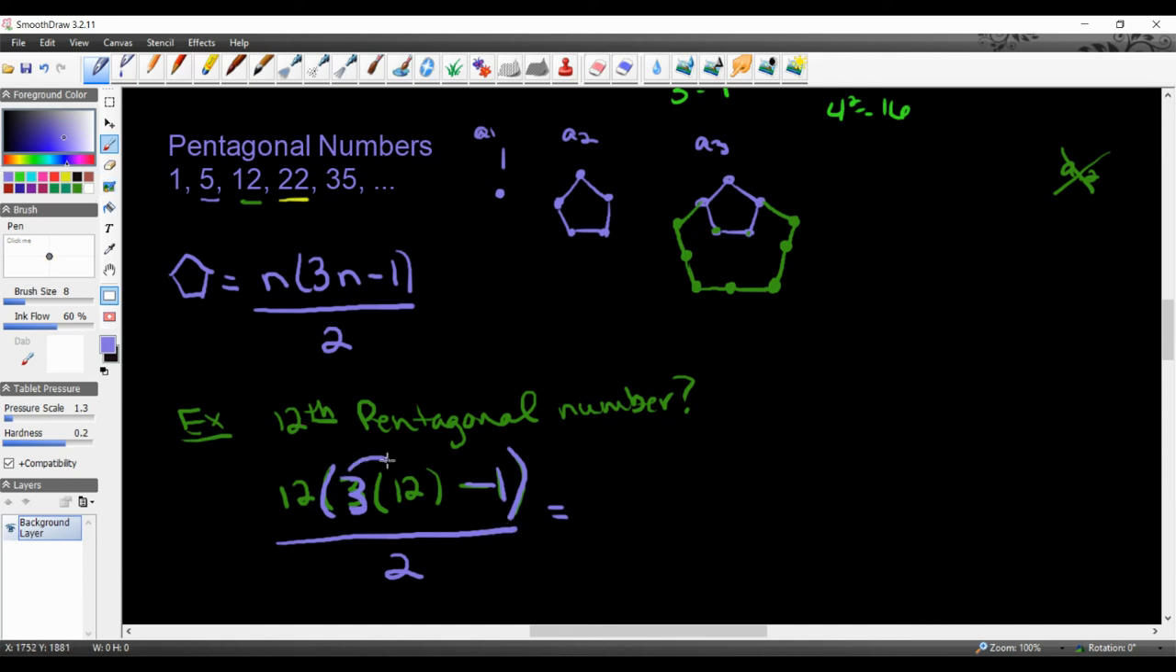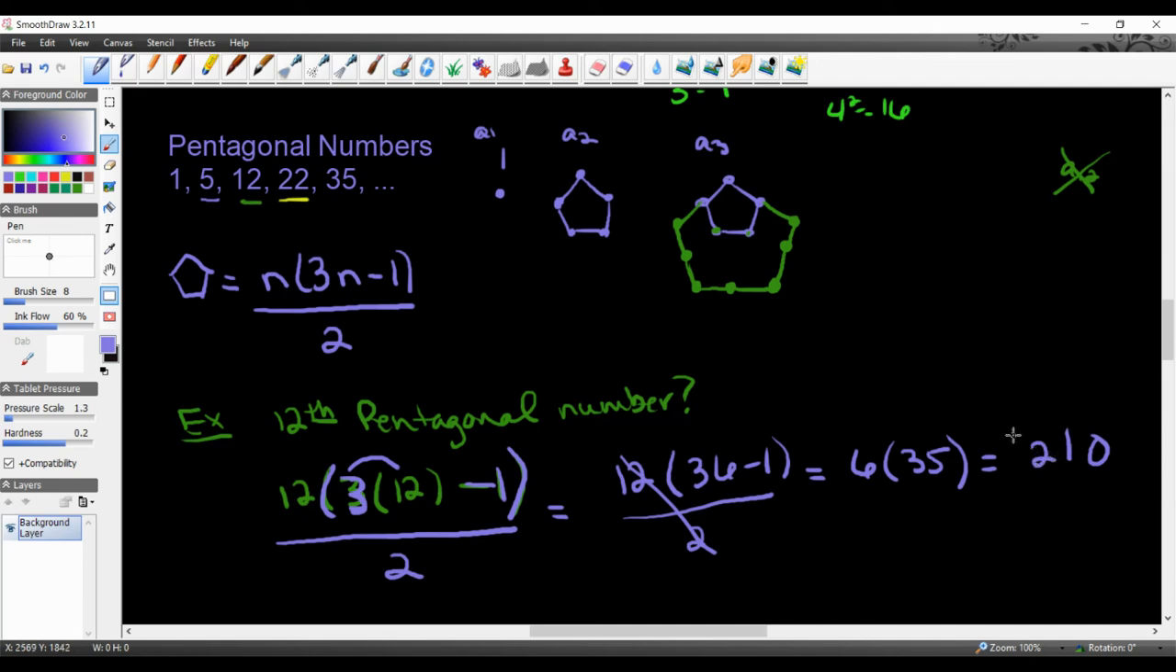So if I distribute, 3 times 12 would be 36. So this is going to be 12 times 36 minus 1 divided by 2. And that gives me, let's see, 12 divided by 2 is 6. 36 minus 1 is 35. 6 times 35, let's see, 6 times 5 is 30, carry the 3, 210. You can check my math. I kind of did it in my head real quick. But yeah, that's pretty much it. So this would be ace of 12 or the 12th term.